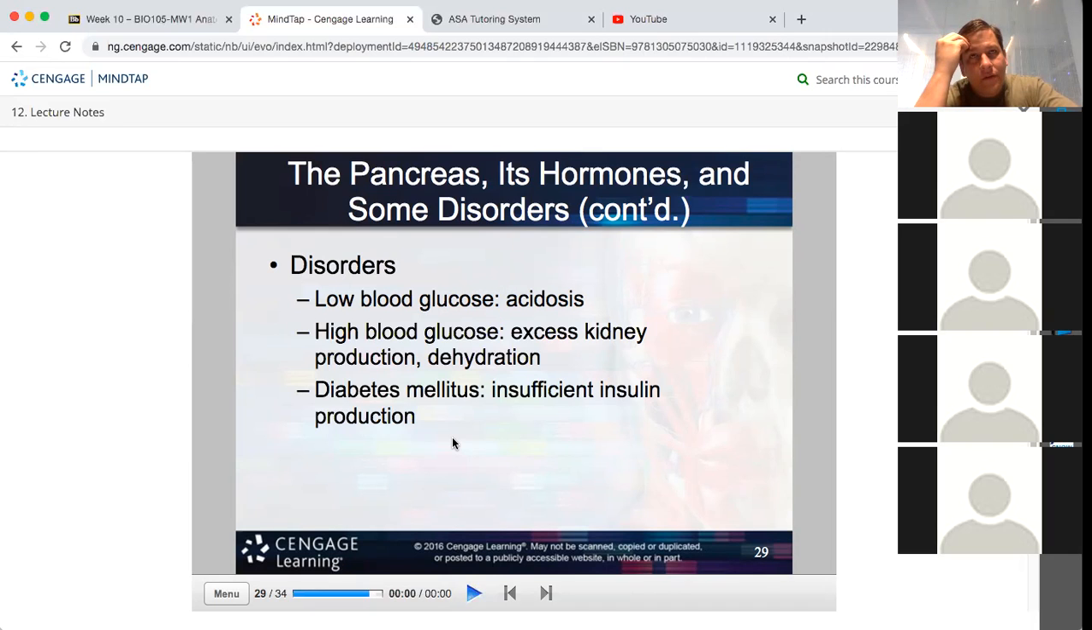When you're fasting, your glucose level should be lower than 100. If it's between 100 and 125 milligram per deciliter, you are pre-diabetic. If you have more than 125 fasting, that means you are diabetic. But after eating, so non-fasting, your glucose level should be less than 200 milligram per deciliter. If you have a higher level than 200, then you can be diagnosed with diabetes.